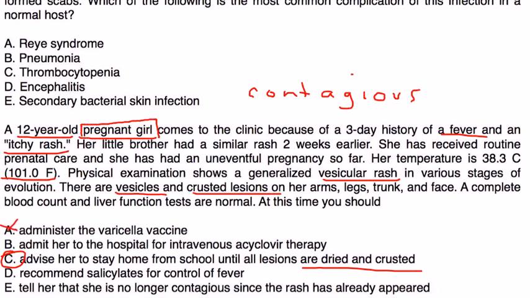Choice B, admit to the hospital for IV acyclovir. Sometimes that could be true, but this patient seems to have an uncomplicated case of varicella. She doesn't really have any significant findings other than the rash, so probably not the best thing at this time, a little too aggressive. Choice D, salicylates. Not a good choice because they're linked to Reye syndrome. And remember, she's only 12 years old. Aspirin used in a child can cause Reye syndrome, so not the best choice.